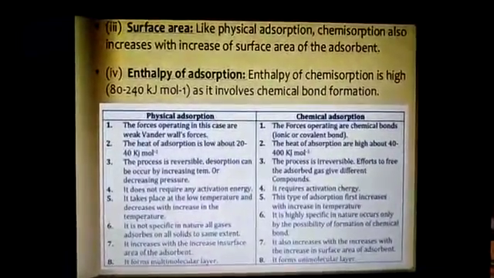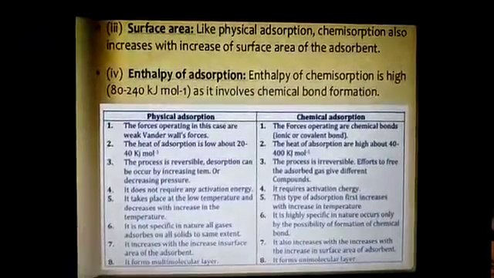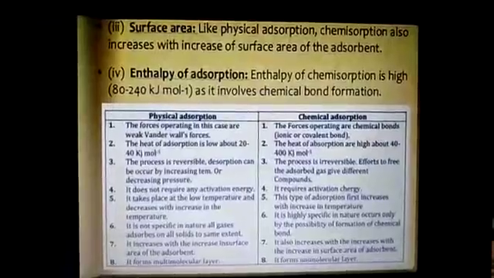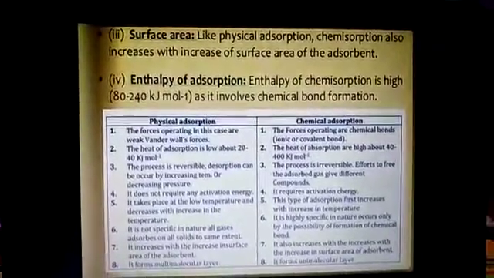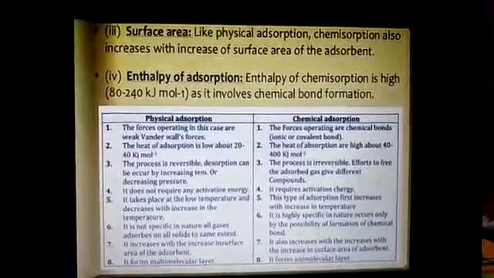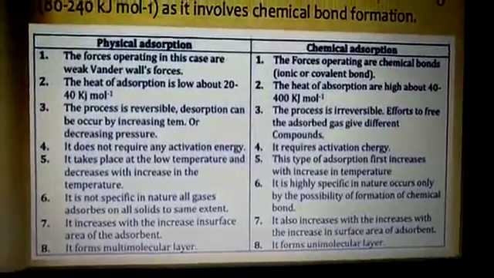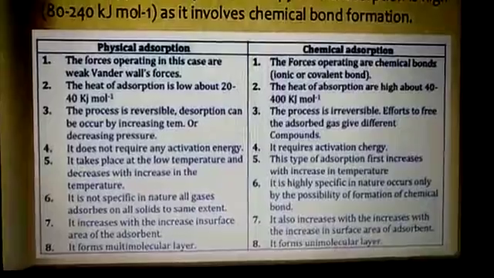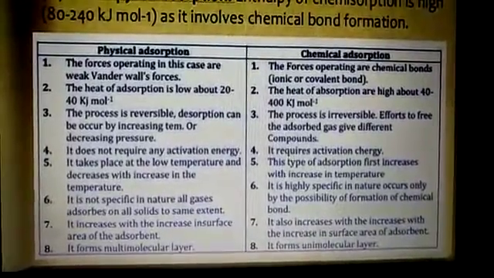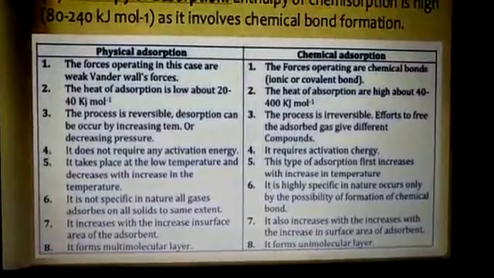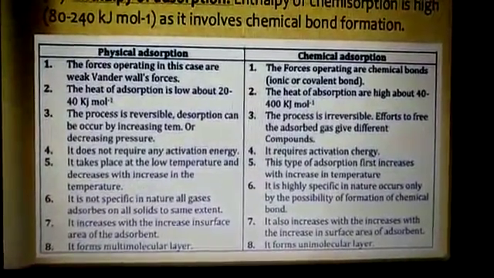Enthalpy of adsorption. Enthalpy of chemisorption is high, varying from 80 to 240 kJ per mole, as already explained, due to the formation of a strong chemical bond between adsorbate and adsorbent. Now, these are the differences between physisorption and chemisorption, which are always asked in board examinations: what are the basic differences between physical adsorption and chemical adsorption.